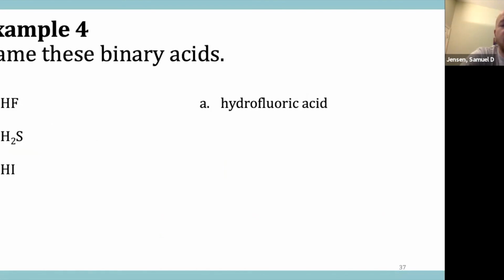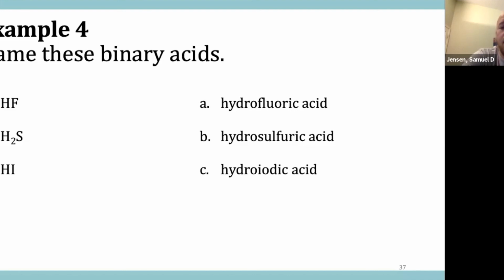H2S, so it is still a binary acid because there are two elements. It just happens that there's extra hydrogen there that balances out the sulfur, but it is still a binary acid. So it is hydrosulfuric acid. HI would be hydroiodic acid, the IC. So hydro, the root part of the name, and an IC ending.